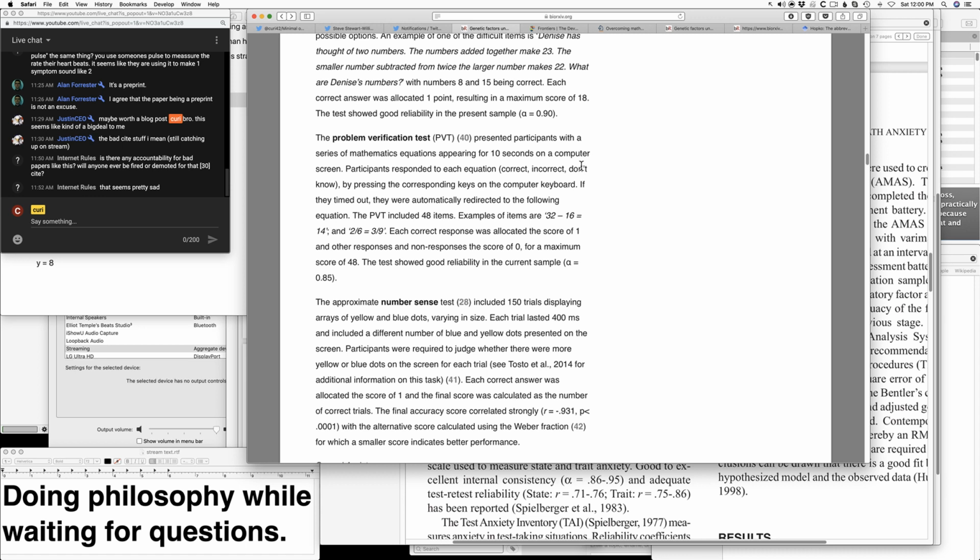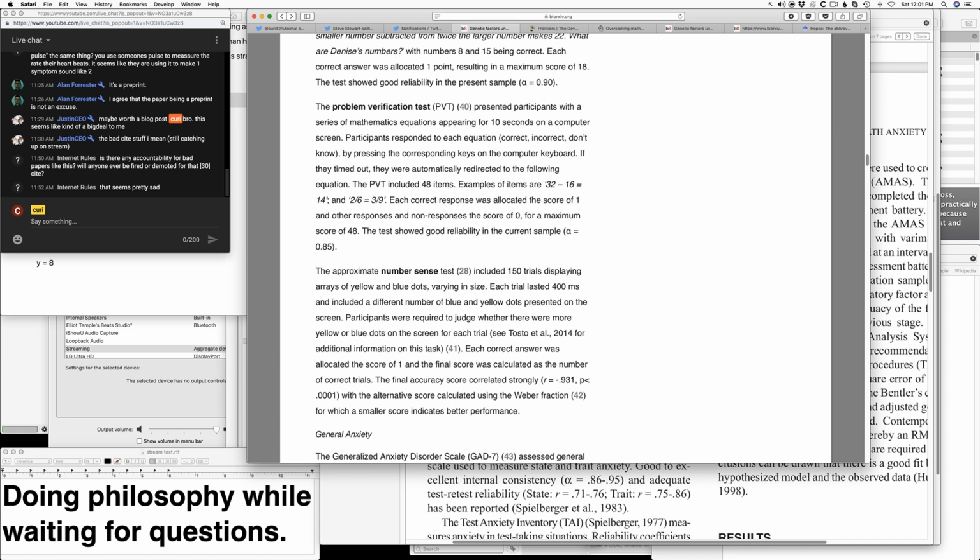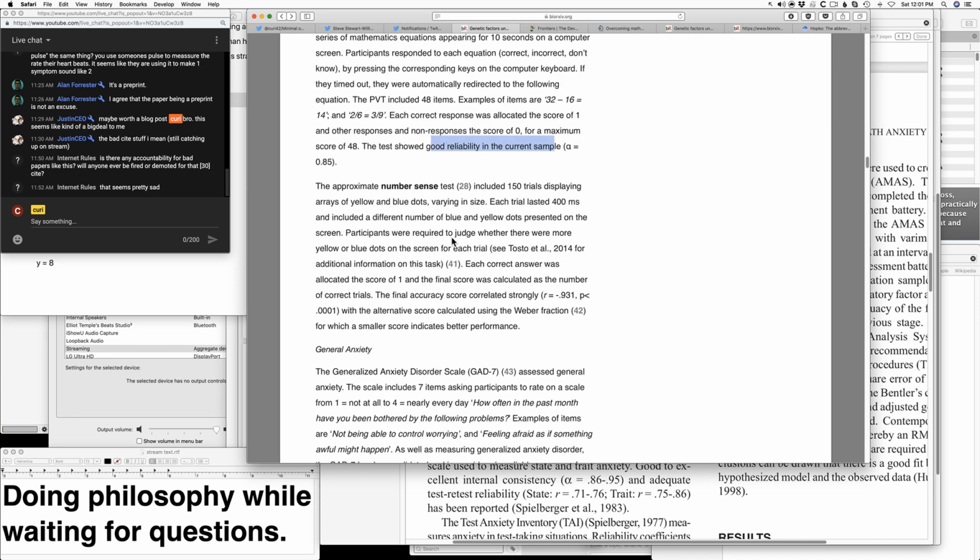No wonder these kids are so nervous. You're giving them 10-second time limits. Good reliability in the current sample, whatever that means. The approximate number sense test. Approximate, not appropriate. 150 trials. Jesus, they must have gotten so bored.